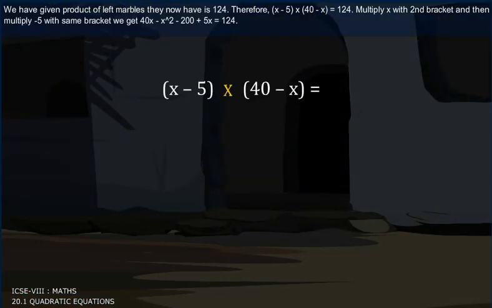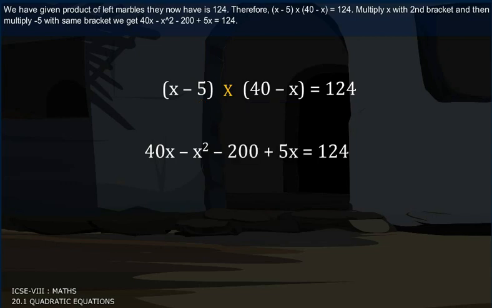We are given that the product of the marbles left is 124. Therefore, (x minus 5) into (40 minus x) is equal to 124. Multiply x with the second bracket and then multiply minus 5 with the same bracket, we get 40x minus x square minus 200 plus 5x is equal to 124.